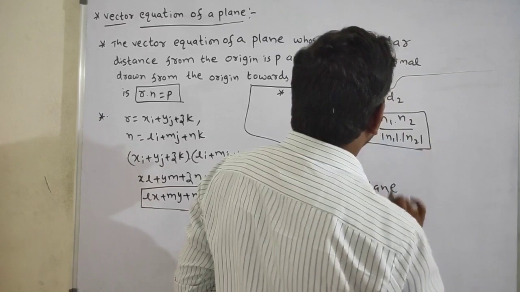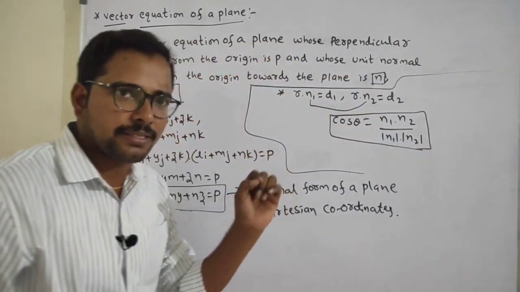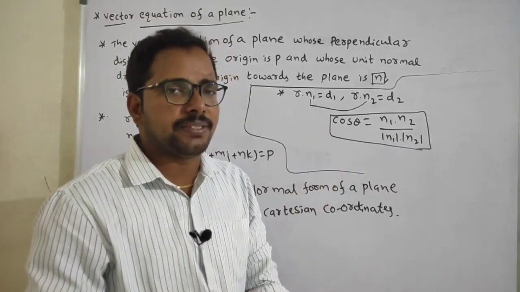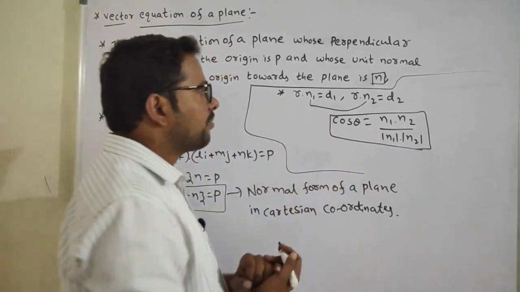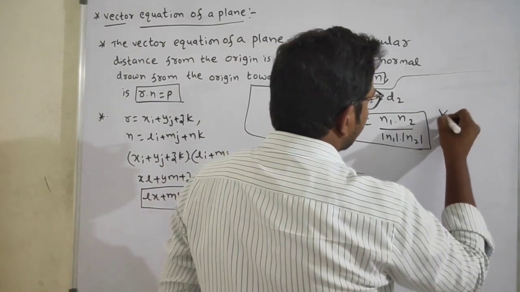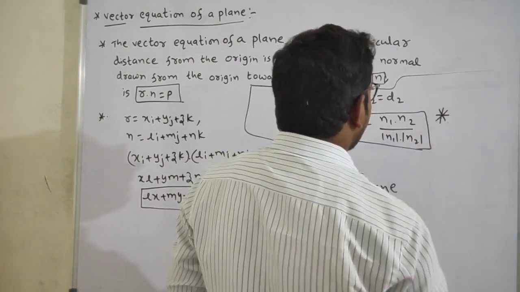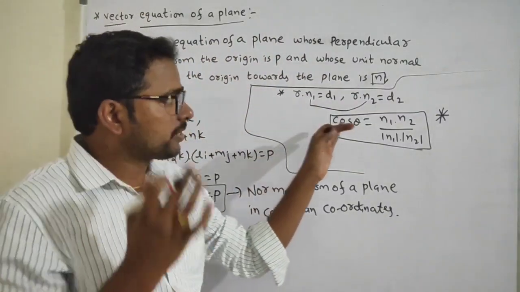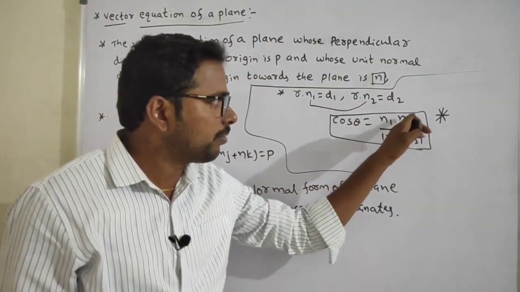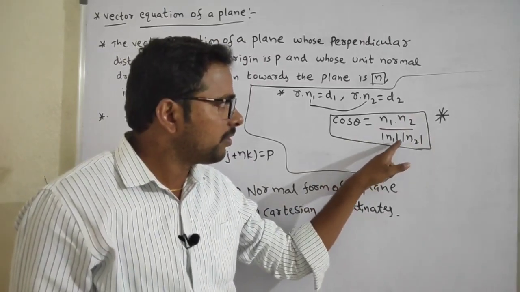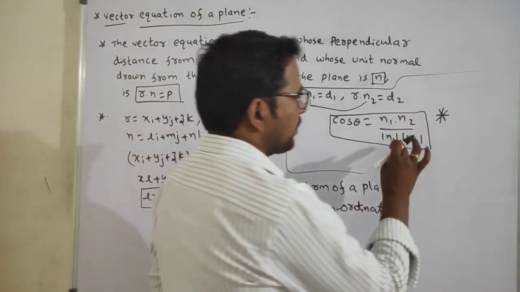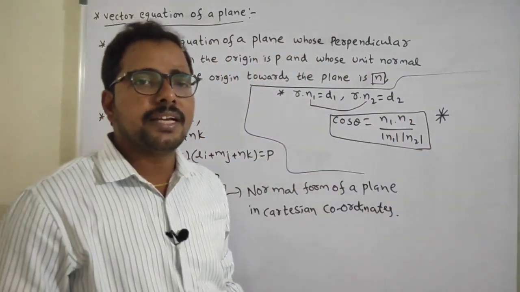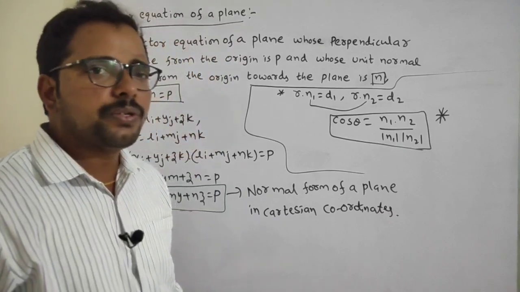Angle between two planes is nothing but the angle between two normals. If we find the angle between two normals, we will get the angle between two planes. Okay? This formula we will use while solving the problems in the exercise, in solved problems as well as in the exercise. Cos theta is equal to n1 dot n2 by modulus n1 into modulus n2. This is the angle between two planes.